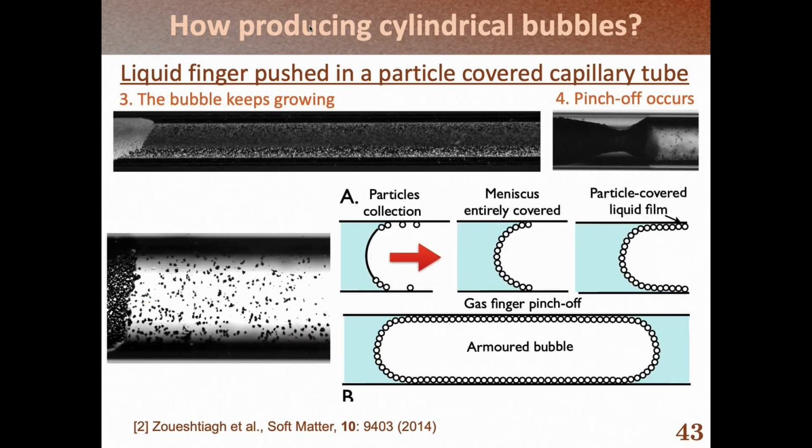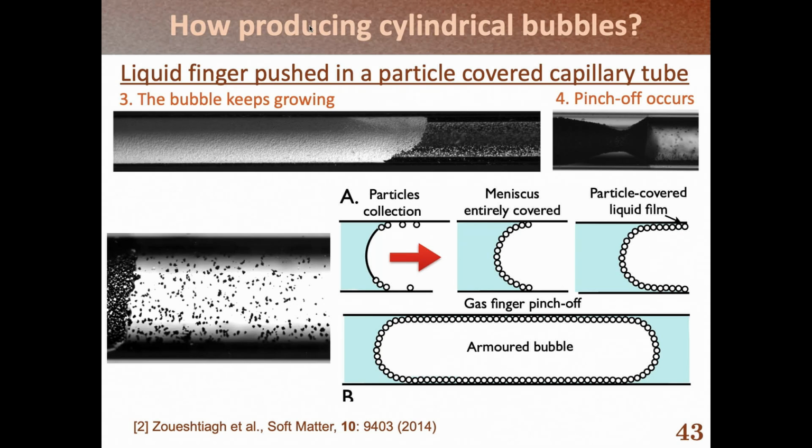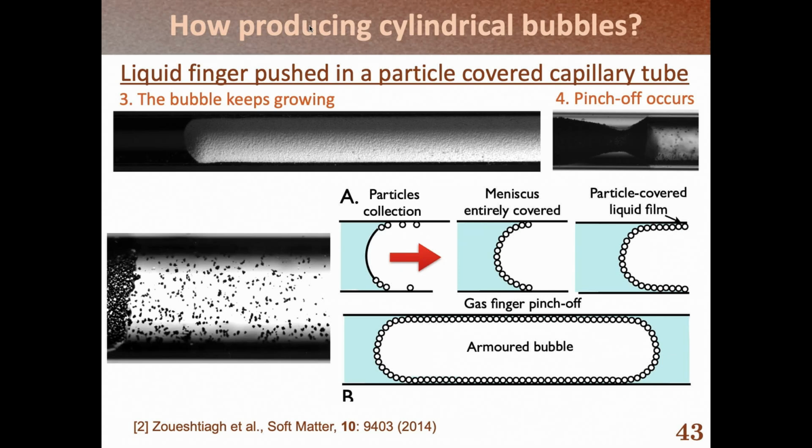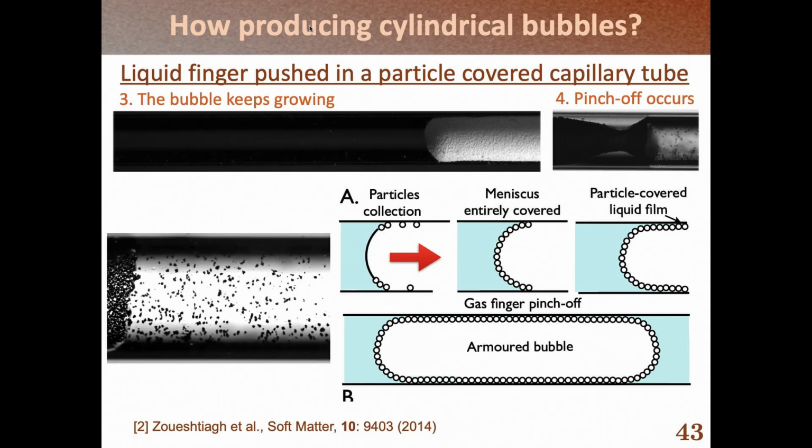If you wait for a sufficiently long time, your bubble is growing, growing, growing. At some point you see that you have some friction appearing with the walls, and so the bubble will stop. It will become resistant to its displacement. At some point the pinch-off will occur, and so you will close your bubble. Then you just have to push it out of the tube, and you get your nice cylindrical bubble.